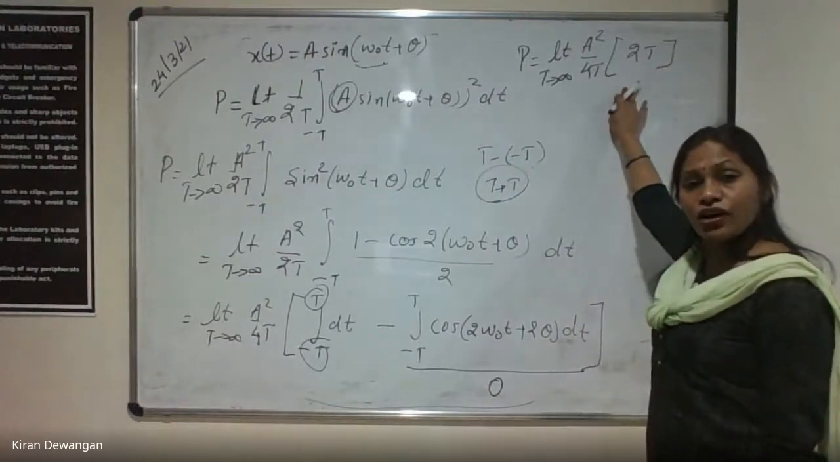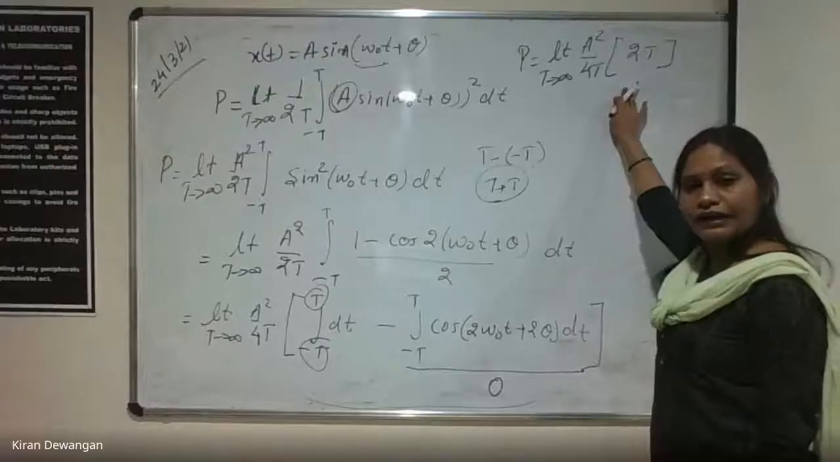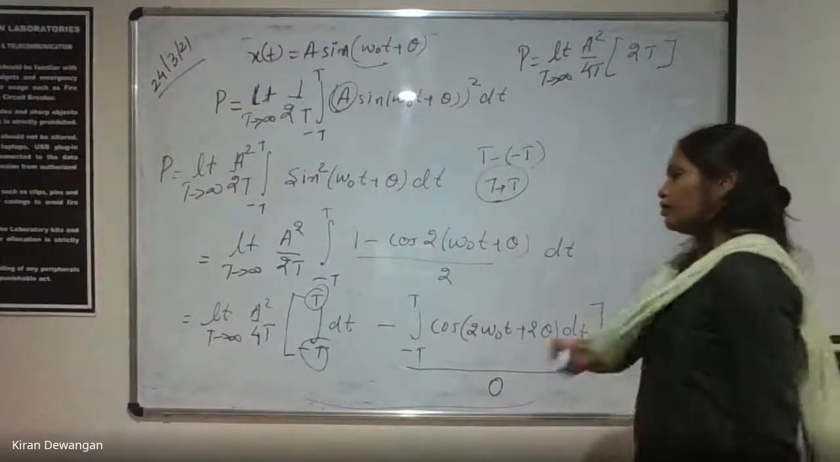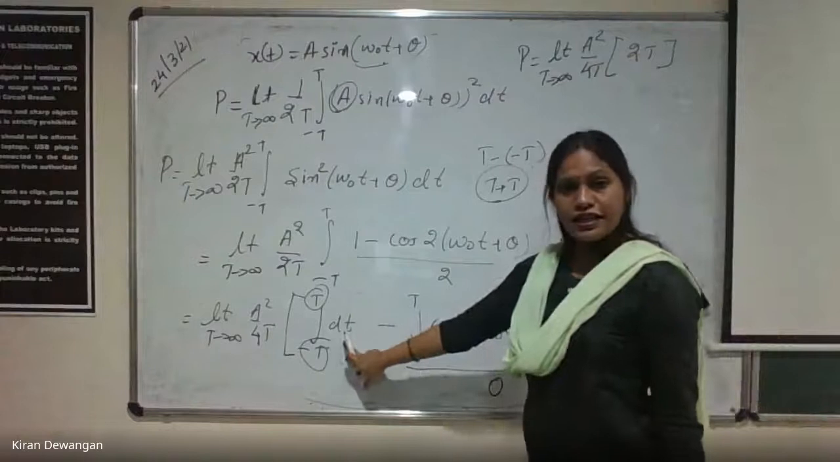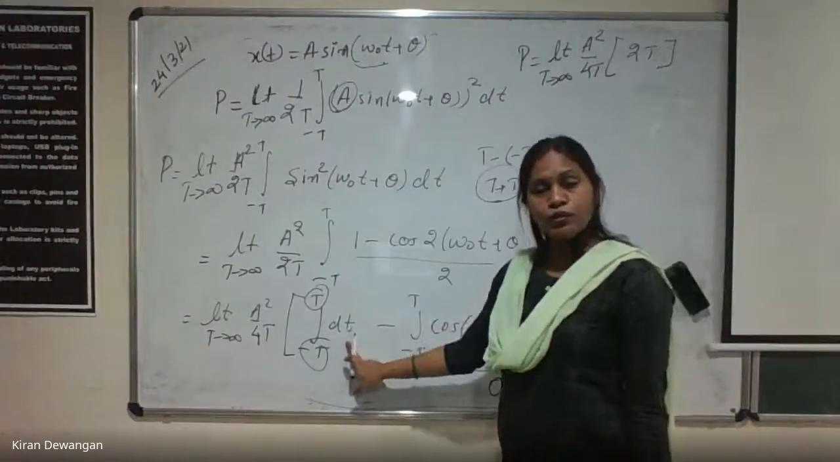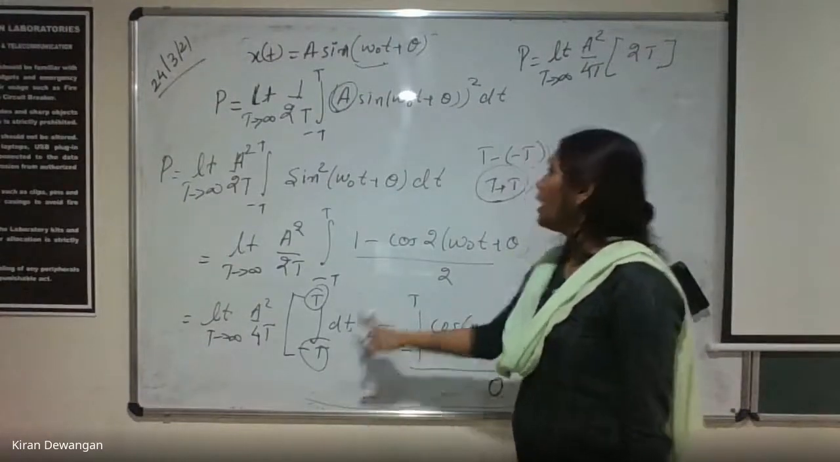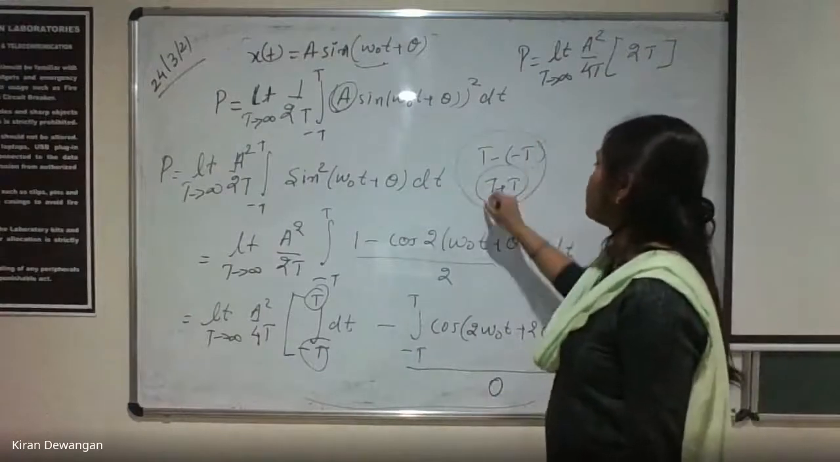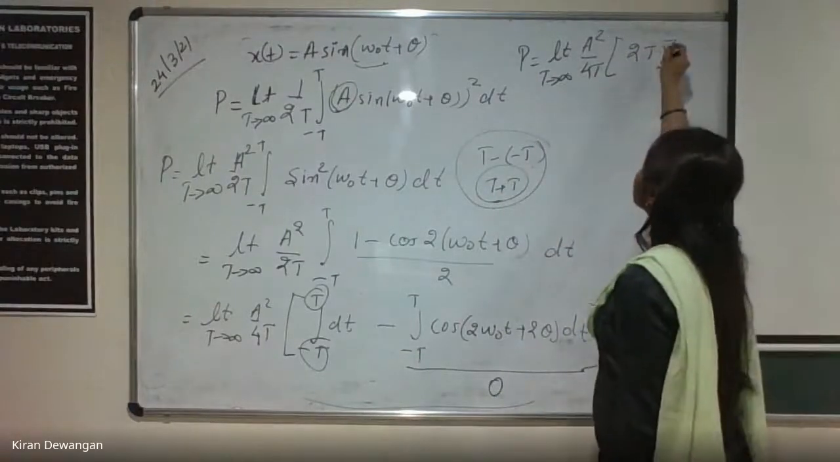Is this clear or not? Yes, ma'am. I'm directly writing the value. Because this is an integration and this is just dt, the integration of dt will be just t, right? And after applying the limits, it will be 2t. So this gets cancelled out.